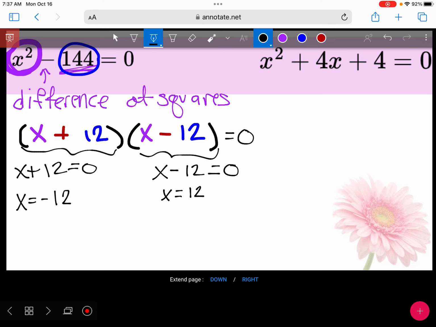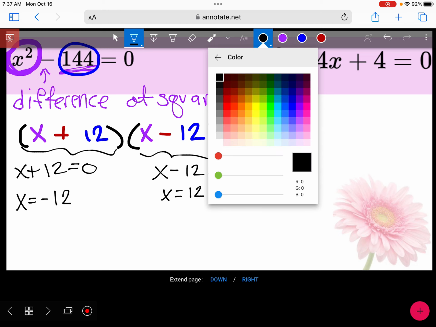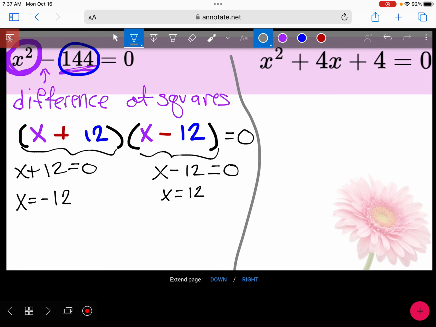So we didn't have to draw an X in box. There are times when we have shortcuts, and this is one of them. Our next one is very similar, except this one's a trinomial. So let's see if it's one of our perfect square trinomials. And I'll show you how to do this one with the X in the box again. Let's do it with the X.